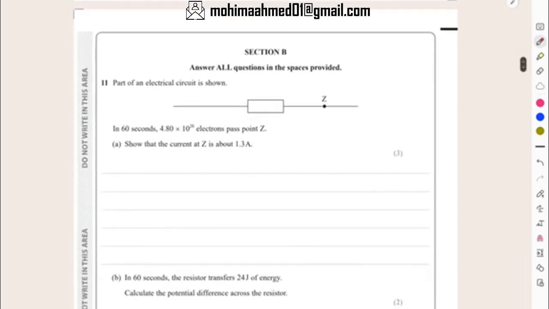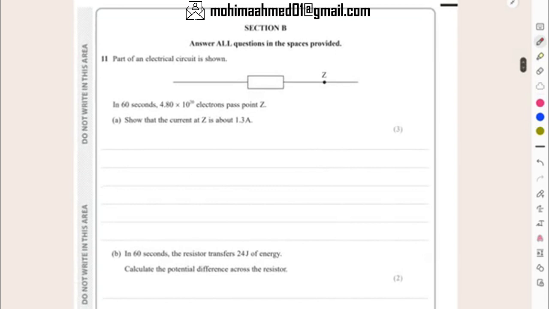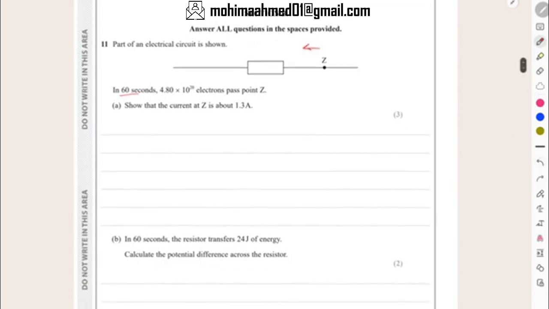Part of an electrical circuit is shown over here. In 60 seconds, this many electrons pass through point Z. Show that the current at Z is about 1.3. Okay, so we are assuming current is flowing from this direction, because if it was flowing from the other direction, the resistance would vary the entire current. So it first passes through point Z and then it enters the fixed resistor.